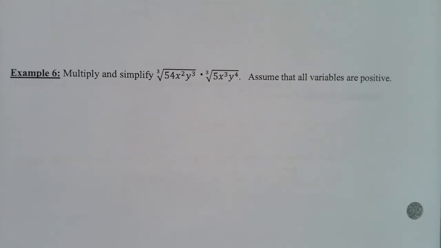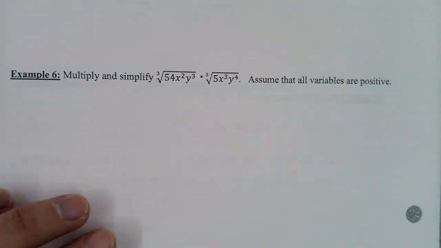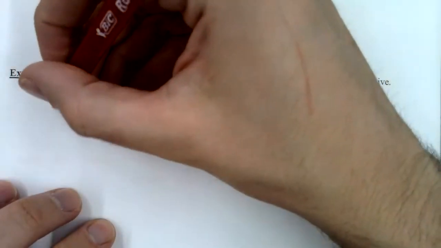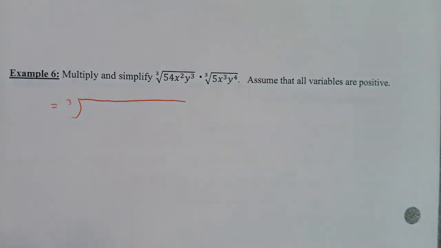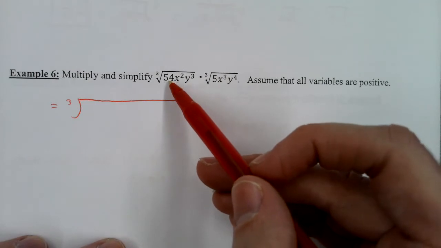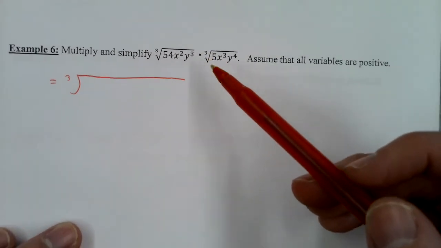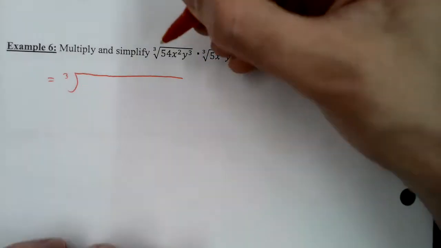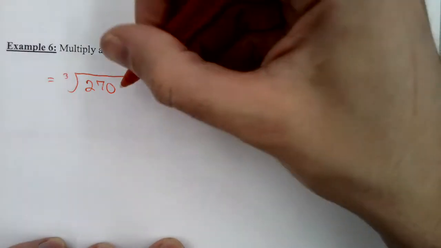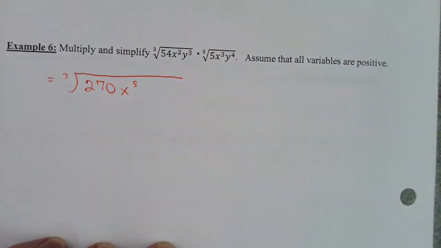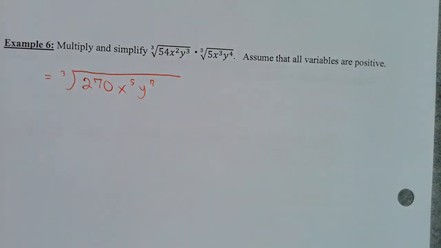Example 6, multiply and simplify. Well, when you multiply them, you get the cube root of... Sometimes it's easy to multiply them together, and sometimes it's not. In this case, 54 is hard to simplify with the perfect cubes above. 5 is hard to simplify with the perfect cubes above. But if you combine them, 54 times 5 is 270. X squared times x cubed is x to the 5th because you add the exponents. Y cubed times y to the 4th is y to the 7th because you add the exponents. Okay?